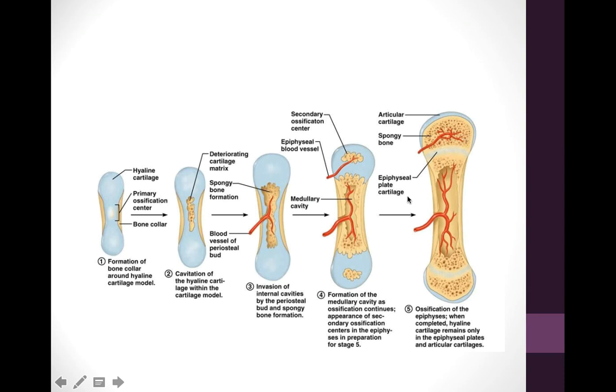All right. So this is kind of like the end result right here. So the only thing that's going to be left that has cartilage on this bone is going to be the articular cartilage. And we have that right now. And that's to reduce friction. So you don't want your bones rubbing against each other. That would be really bad. So the articular cartilage is going to stay on the ends of the bone. That's never going to be ossified.